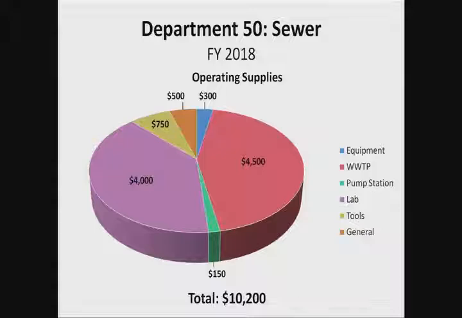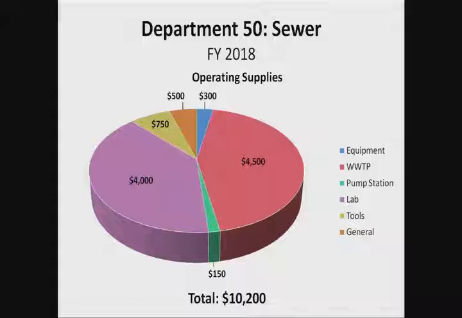Next line item that we'd like to point out is the operating supplies. Last year it was 11,400. This year it's 10,200. Want to talk about that, Kathy? That one's pretty much the same as it's been each year. That's just a breakdown of where the money goes in your operating supplies. The biggest split is between general and your lab.